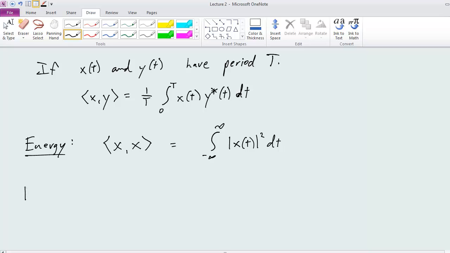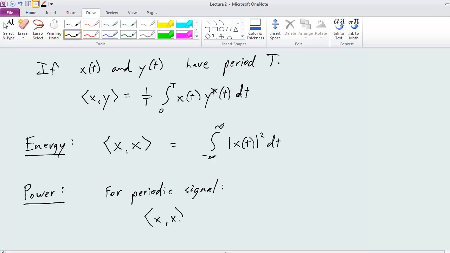Now, we have something called power. Sometimes the energy of a signal is infinite. That would be true if the signal is periodic. You do this integral, you get infinity. We still might want to capture something to do with how strong these signals are. And so here we say the power of a periodic signal is going to be the inner product.